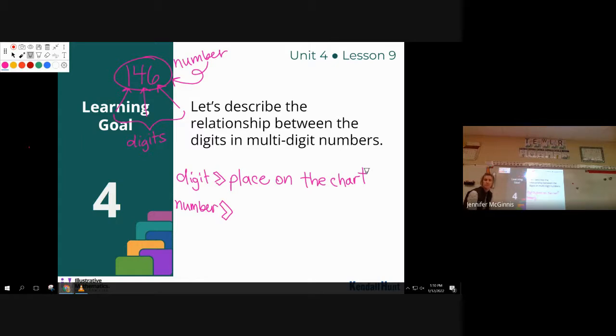You can add a 1. That would be the only way to change it, because if you add a 10, it would just be changing the tens place, and if you add 100, it would just be changing the ones place. Okay. Gage, what do you think?